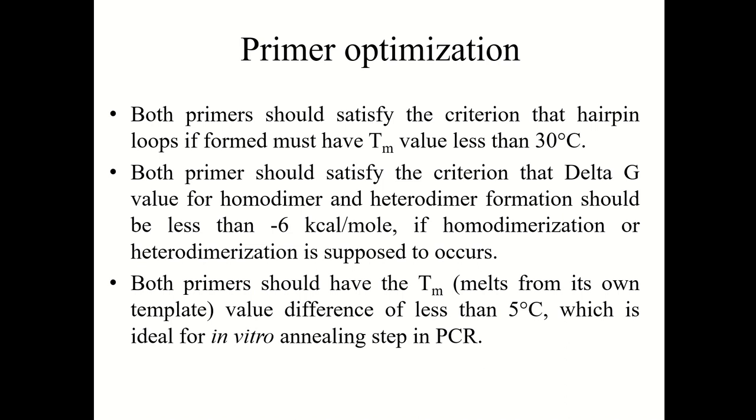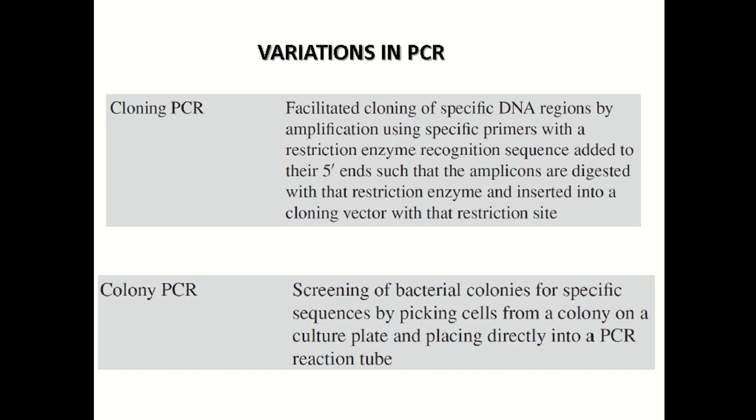Both primers should have a TM value difference of less than 5 degrees C, then only they can make a partnership in annealing with the template DNA. So there should not be much difference in the annealing between forward as well as reverse. The difference between the melting temperature as well as annealing temperature of the forward and reverse primer should be less than 5 degrees Celsius, which is ideal for in vitro annealing steps in PCR.